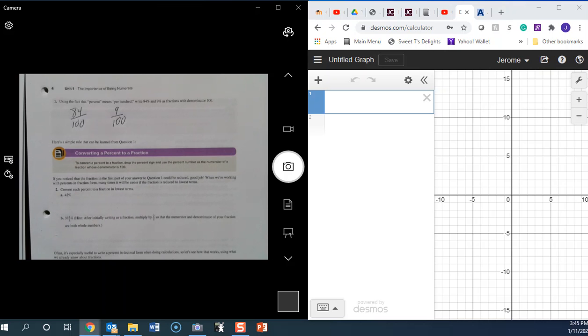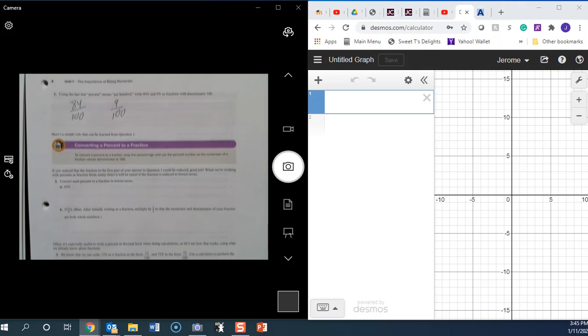Now it says here, here's a simple rule that can be learned from question 1. Converting a percent to a fraction. To convert a percent to a fraction, drop the percent sign and use the percent number as the numerator of a fraction whose denominator is 100.